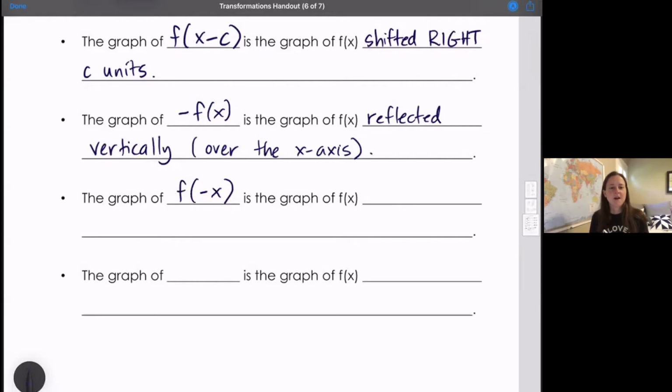And then the graph of f of -x, so we've moved that negative multiplication to the inside, so it affects a horizontal change. So this is going to be reflected or flipped horizontally, i.e. over the y-axis.